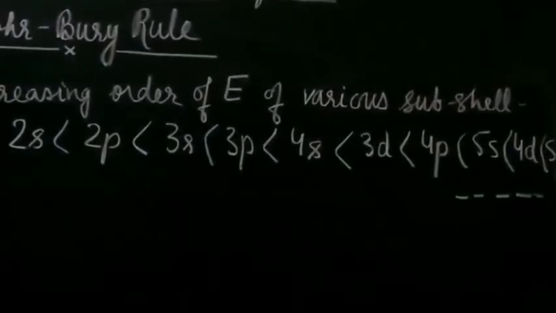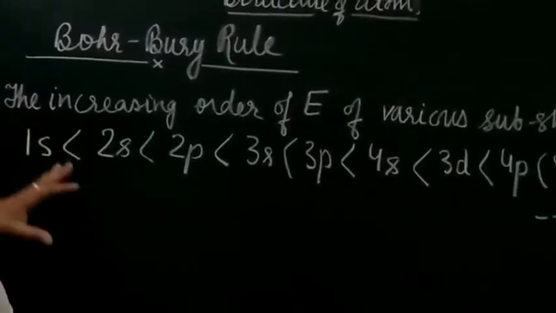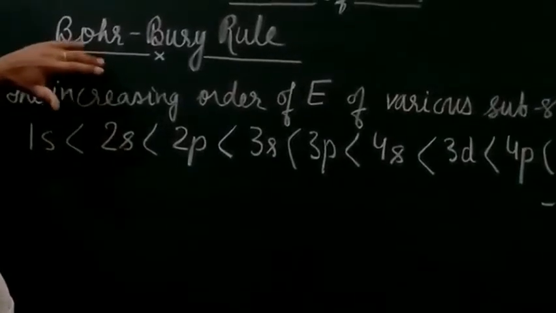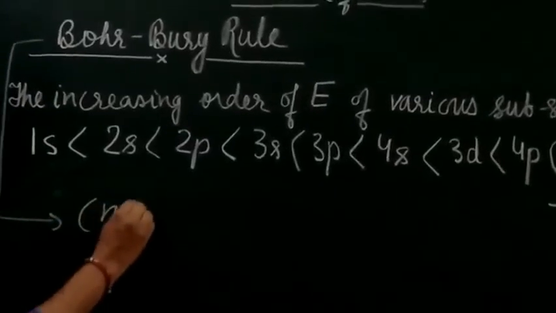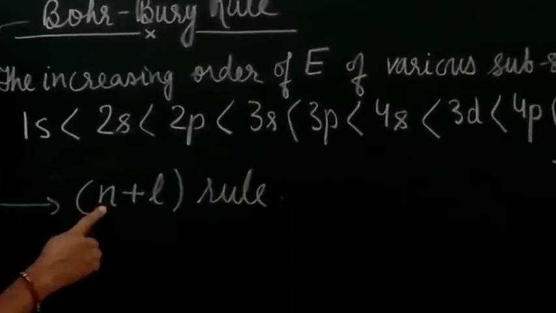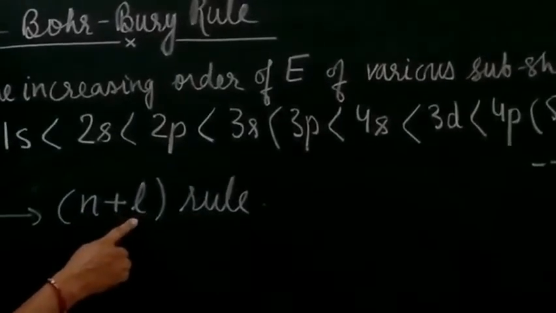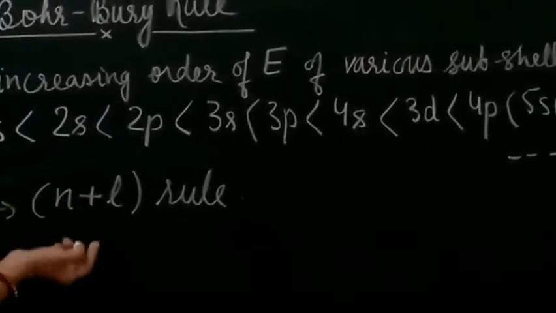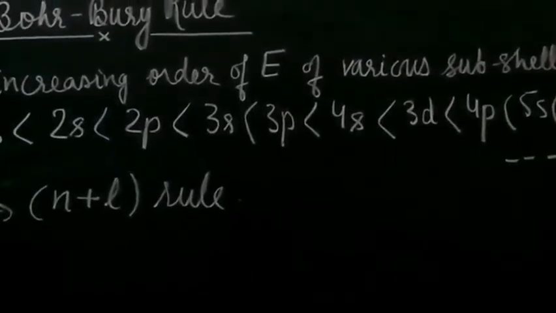Now this sequence of energy can be predicted from the Bohr-Bury rule also. The sequence of the energy of various subshells can be predicted by using the Bohr-Bury rule. Now what is this rule? It is also known as the n plus l rule. What does n stand for here? It stands for the principal quantum number of a particular subshell, and l stands for the azimuthal or subsidiary quantum number. So by knowing these two values, n and l, we can compare two subshells and say which will have the lower energy and which the higher energy.